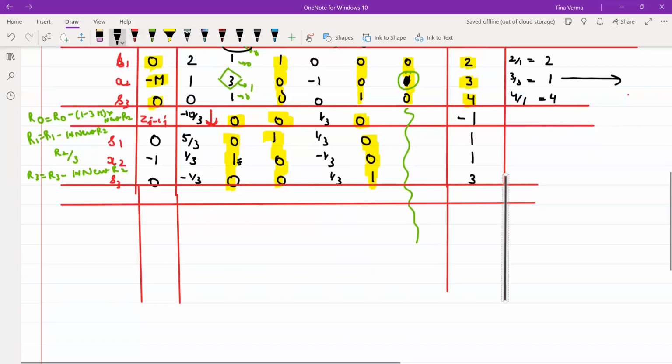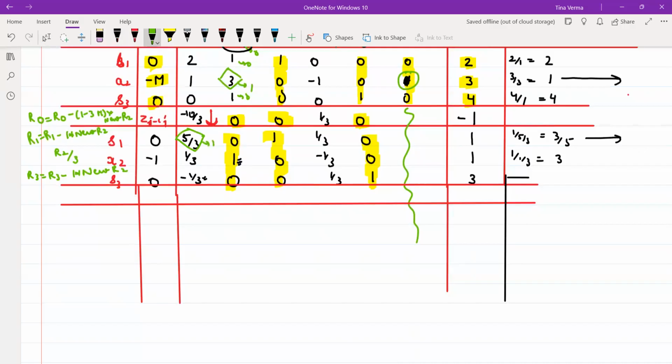Since this is my entering variable, 1 divided by 5 by 3, that is your 3 by 5. 1 divided by 1 by 3, that is your 3. And this you will not divide by because here your entry is less than 0. Is it clear? So what is your leaving variable? Your S1 is my leaving variable and this is my pivot element.